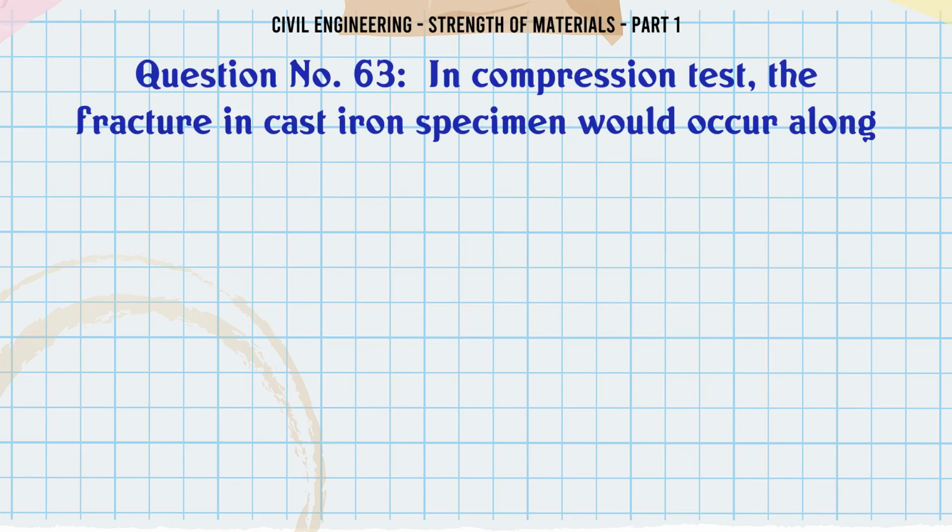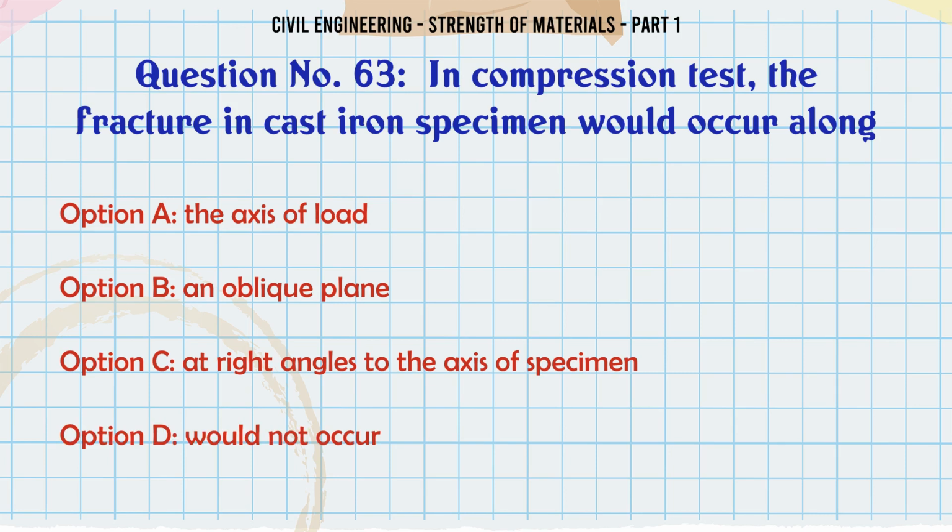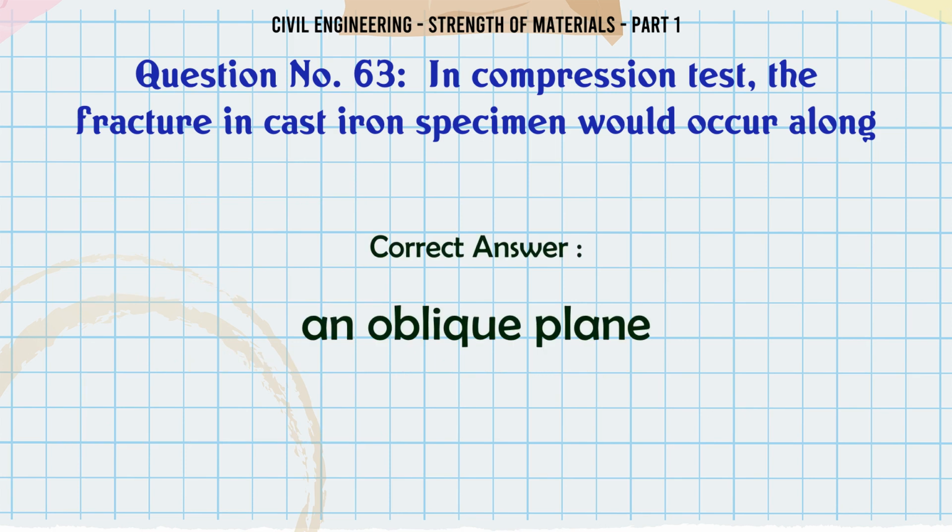In compression test, the fracture in cast iron specimen would occur along: A. the axis of load, B. an oblique plane, C. at right angles to the axis of specimen, D. would not occur. The correct answer is an oblique plane.